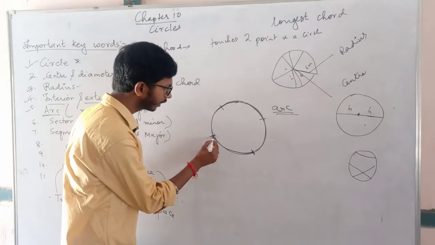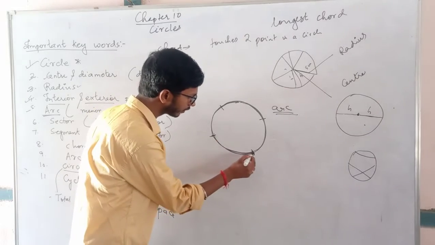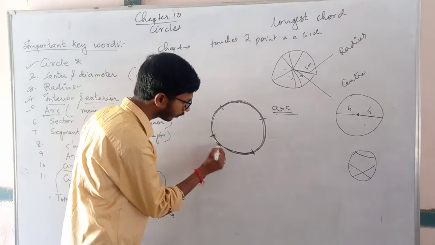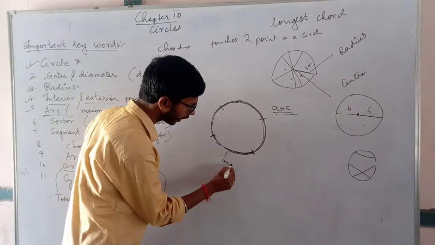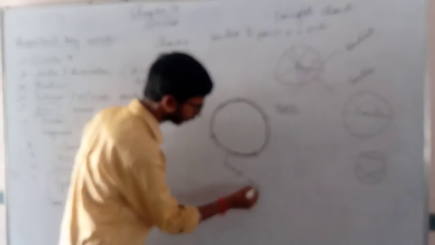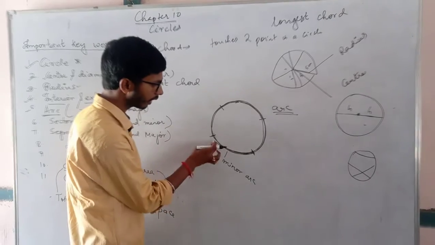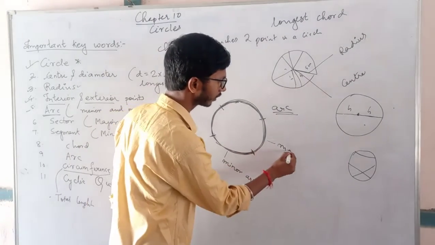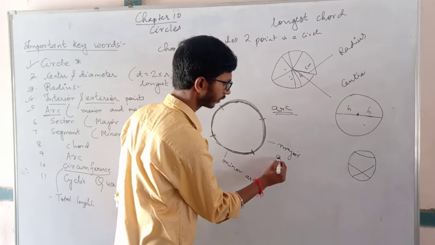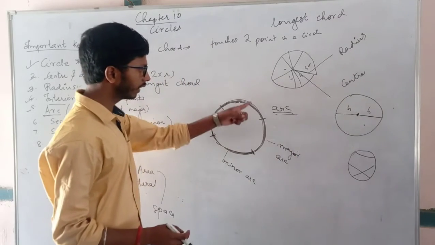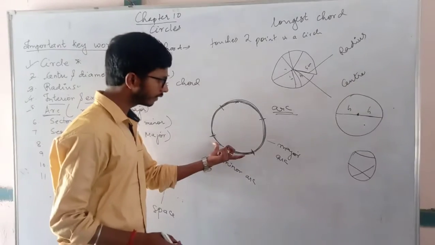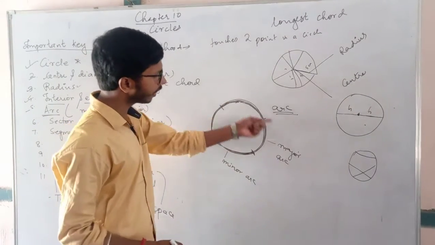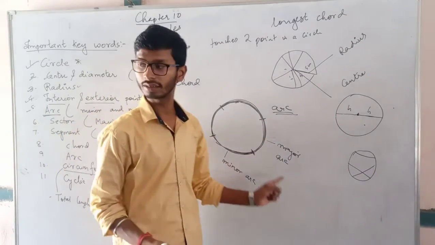Now see, if this is the smaller one, then this one is the bigger one. So the smaller one is called the minor arc. Minor means small, okay? Smaller arc. And the bigger one is called the major arc. So if this is a circumference, the smaller part we call the minor arc, and the remaining part, which is bigger, is called the major arc.